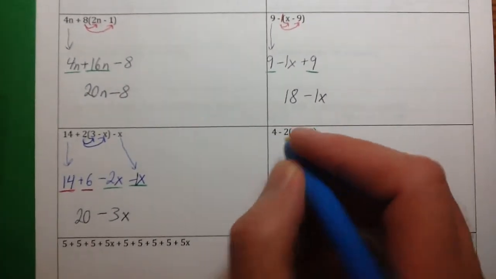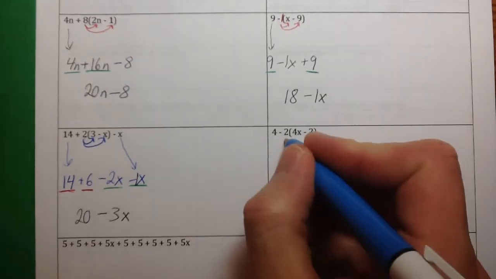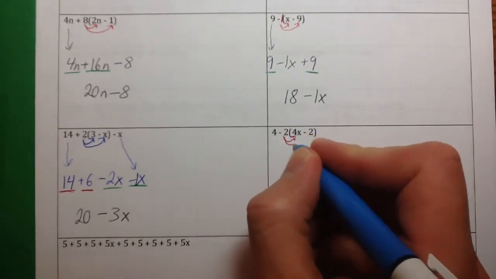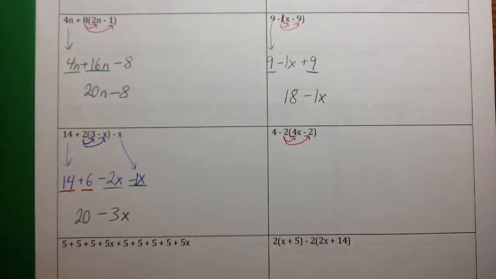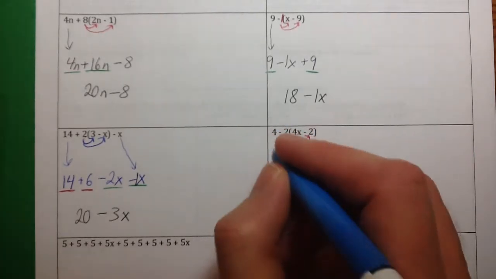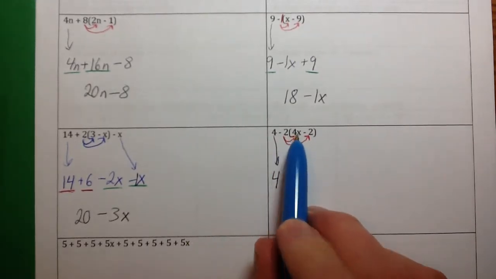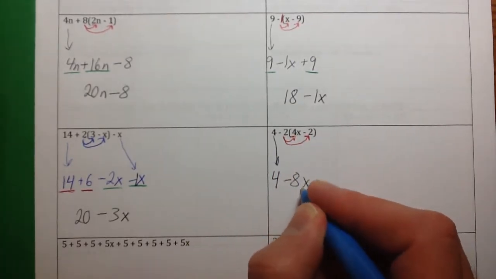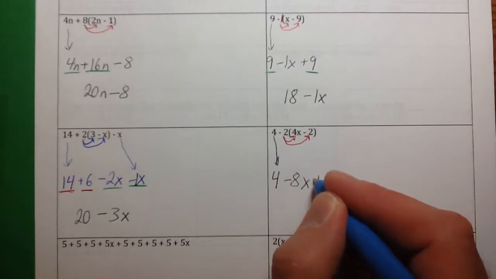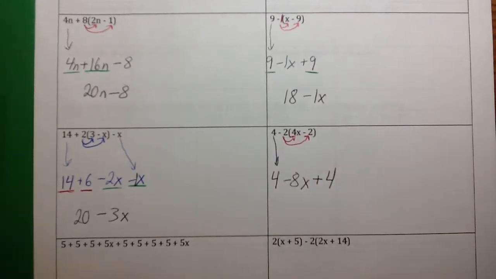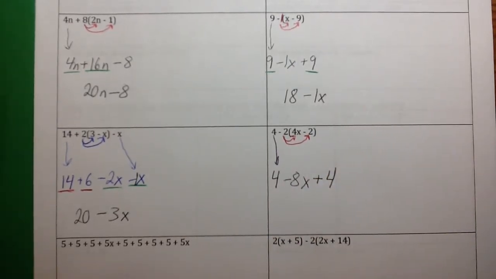Let's distribute first. Let's start by going negative 2 times 4. Negative 2 times negative 2. What about that 4 in the front? Bring it down. Negative 2 times 4 is negative 8x. Negative 2 times negative 2 is positive 4. We are looking for like terms, and I think you found them.